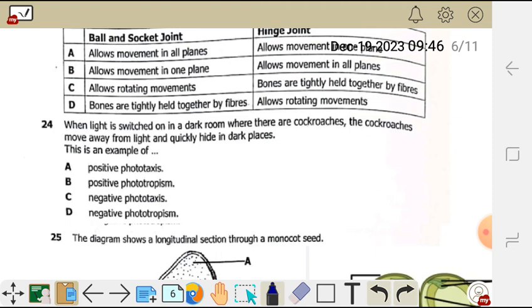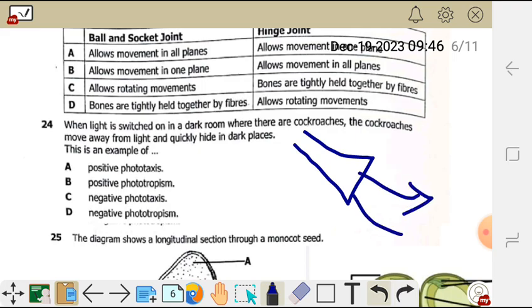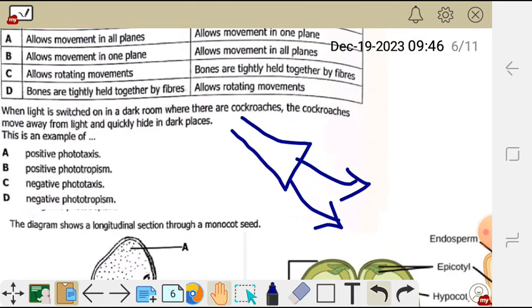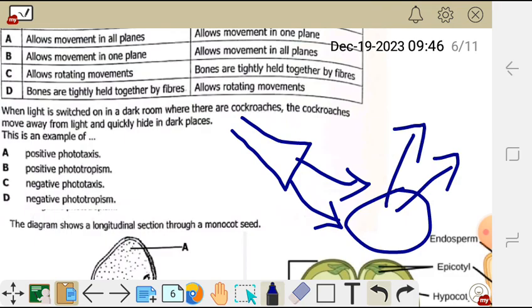So here we have cockroaches, and when light is switched on, these cockroaches are moving away. They are not moving towards the light. So we have light here, then we have these cockroaches which are moving away from the light. So light is pointing here, and then cockroaches are moving away. So that is negative. It is moving away, so it will be negative.